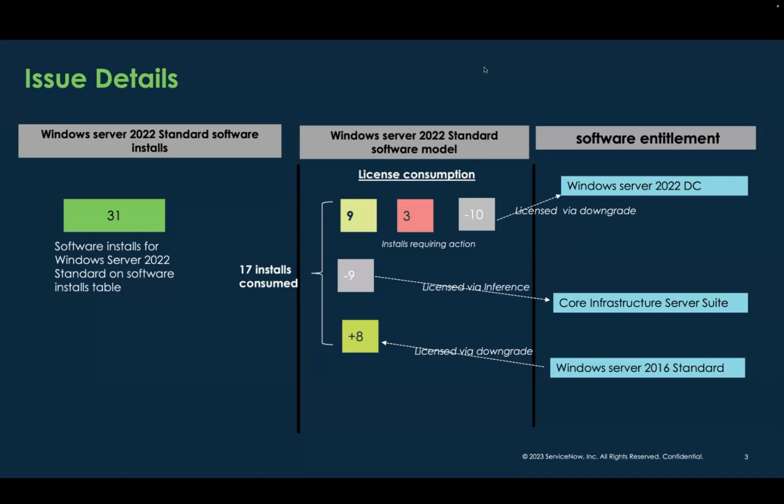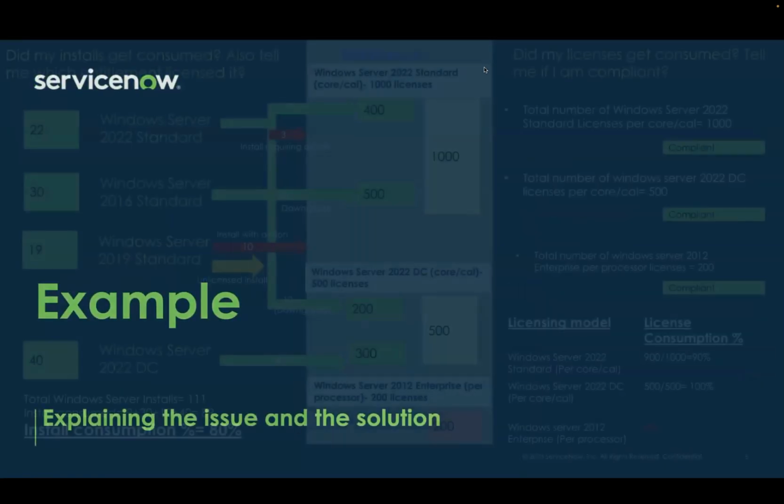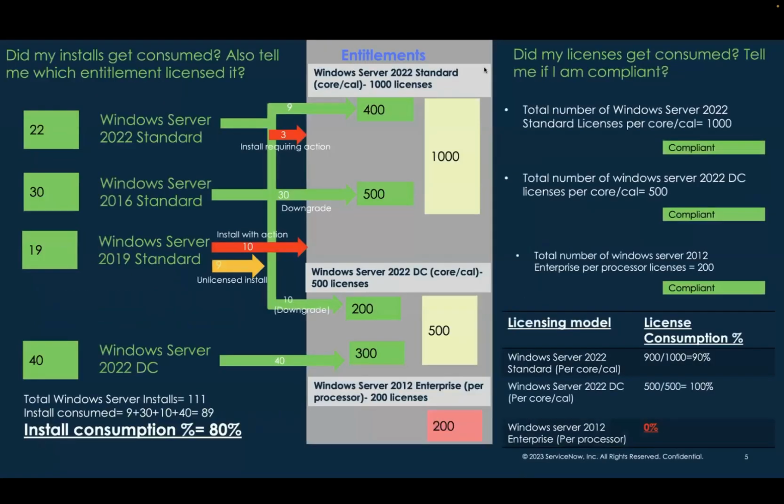So you can see that the installs can be licensed on the same entitlement or can be licensed via some other entitlement through downgrade rights or through inference. And this understanding is essential. So for that, SAM Pro has come up with a solution to solve. Now, if we go into this issue in a little bit more detail, let's understand what are the questions the SAM manager is trying to get answered.